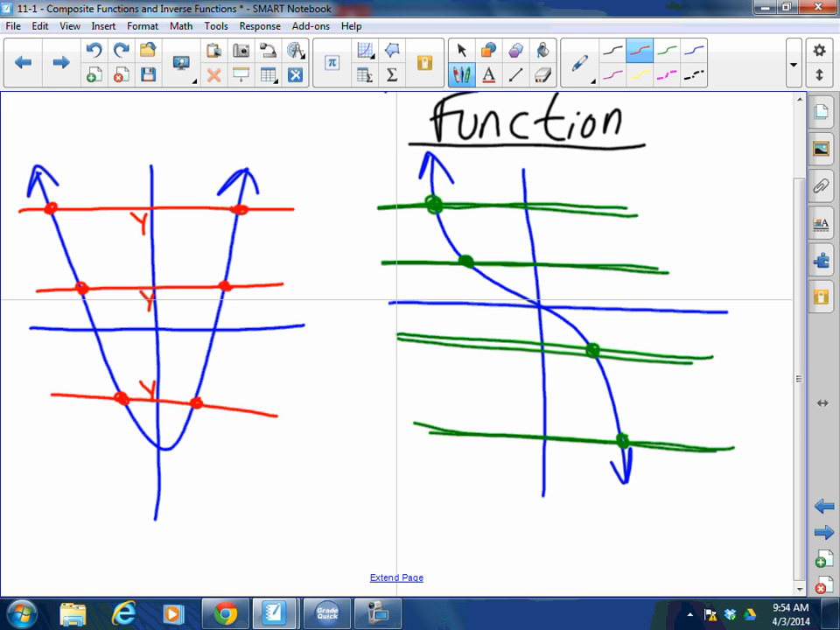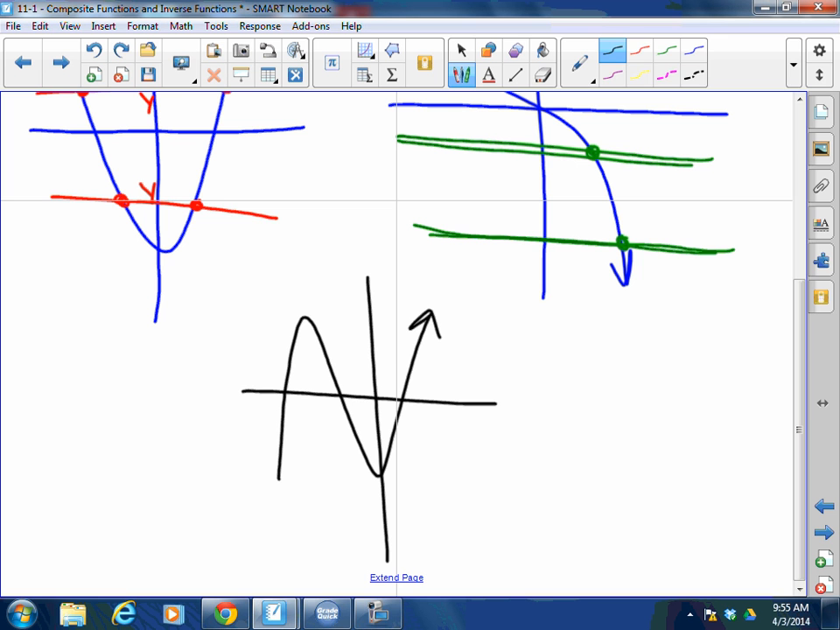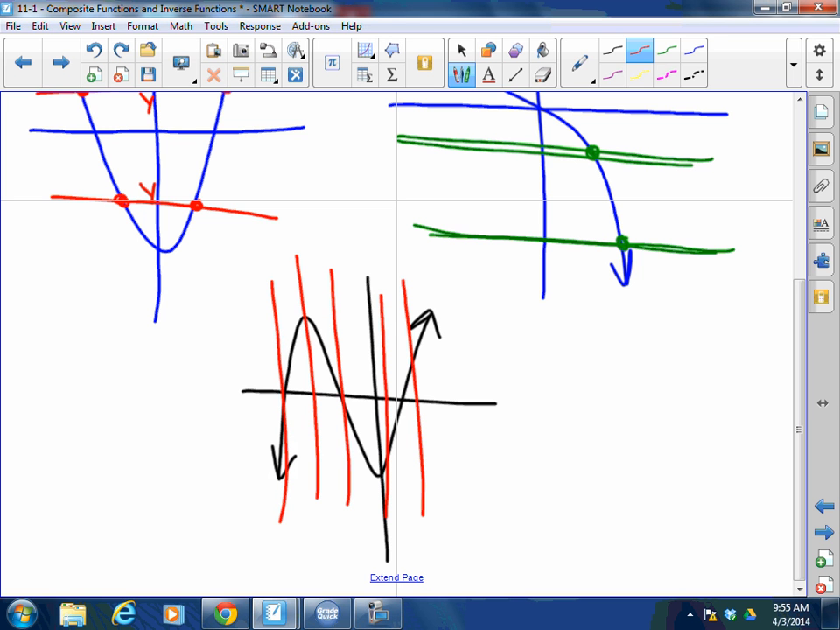What if I had a graph like this? Is that a function? Yes, because the vertical line test makes it a function. I only have one y for any one given x. But with the horizontal line test, is it a one-to-one function? No, you're hitting three different x's.